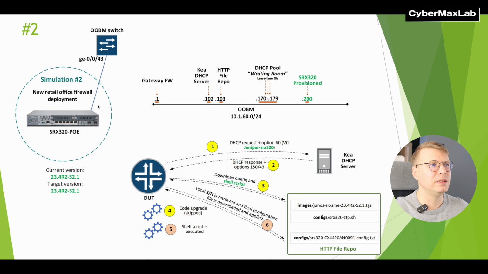This specific device is connected locally using port G000 to the out-of-band management switch on site, let's say, using port 43 on the management switch. This is the lab setup. It is currently running 23.4 R2S2, and the same version is expected in production. So we are still advertising it from the DHCP server, but in our case, the upgrade will be skipped.